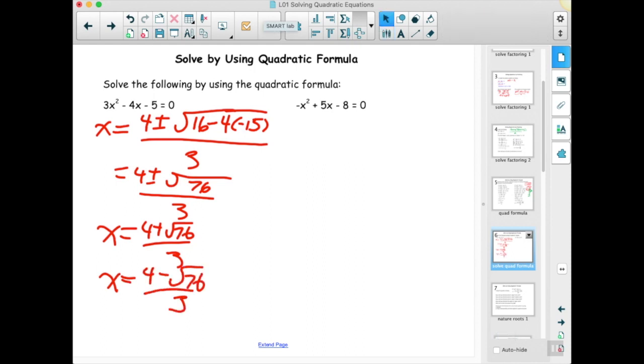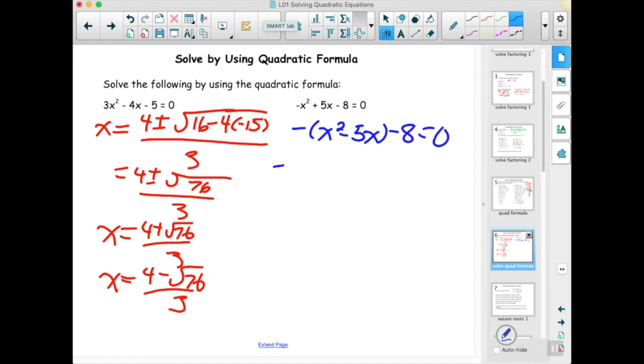All right, off to this one. First thing we're going to do is factor out that negative. We're going to get x squared minus 5x minus 8 is 0. Now we're going to take half of this. So that's x minus 2.5 all squared.